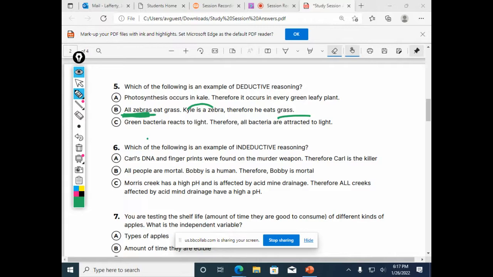All right? Green bacteria react to light. Therefore, all bacteria are attracted to light. Why is that not deductive? Why is that inductive?